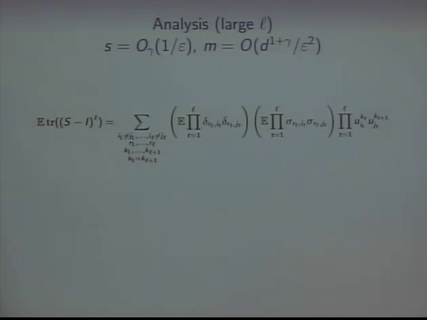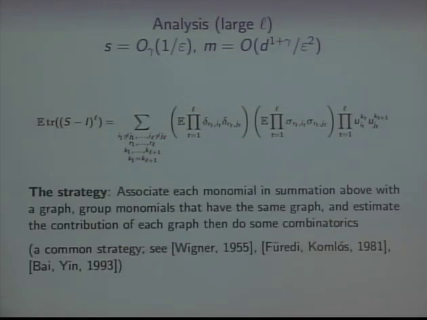And how do we deal with this big thing? We use a strategy that random matrix folks have been using for a long time, which is that here you have a sum over lots of monomials. We're going to associate each monomial in this sum with a graph. Okay? It's not going to be a bijection. Many different monomials can be mapped to the same graph.